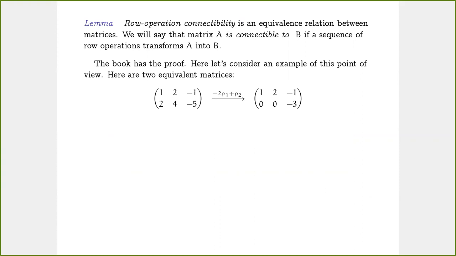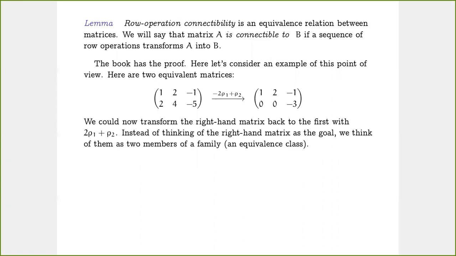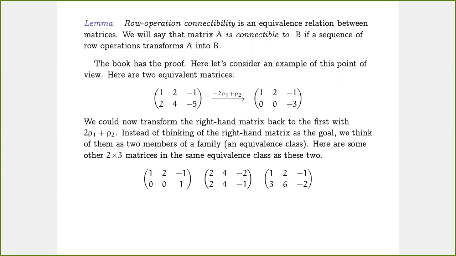Here are two equivalent matrices. The one on the left is not in echelon form. The one on the right is in echelon form. But we could transform the right-hand matrix back to the first with the inverse of row 1 plus row 2. Instead of thinking of the right-hand matrix as the goal, we think of them as two members of a family, that is, two members of an equivalence class. Here are some other 2x3 matrices in the same equivalence class as these two.